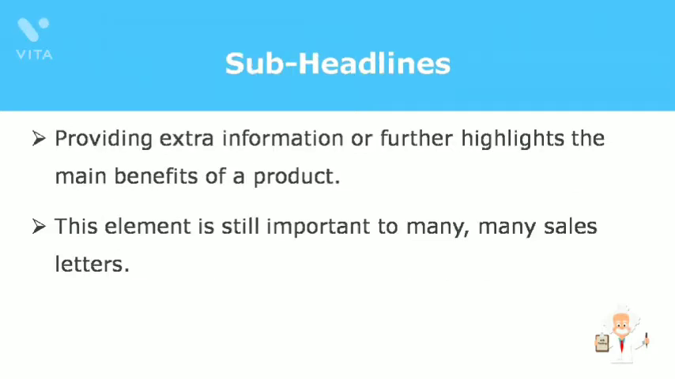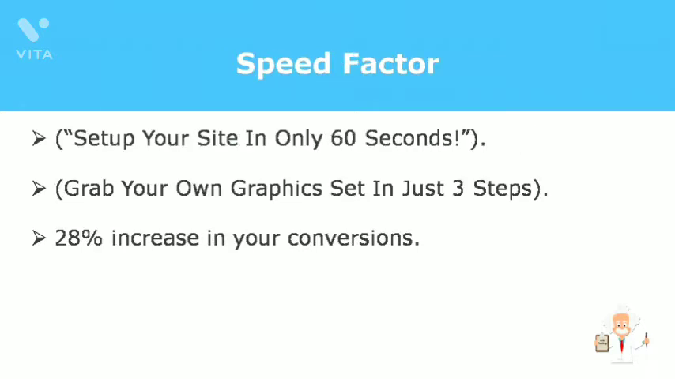The next part of a sales copy is a subheadline. As the name suggests, it further supports a headline by providing extra information or further highlights the main benefit of a product. Although you may not really look at subheadlines, this element is still important to many sales letters. And then speed factor. As with headlines, subheadlines benefit from numbers. These further support the headlines in terms of speed. Quote, set up your site in only 60 seconds.